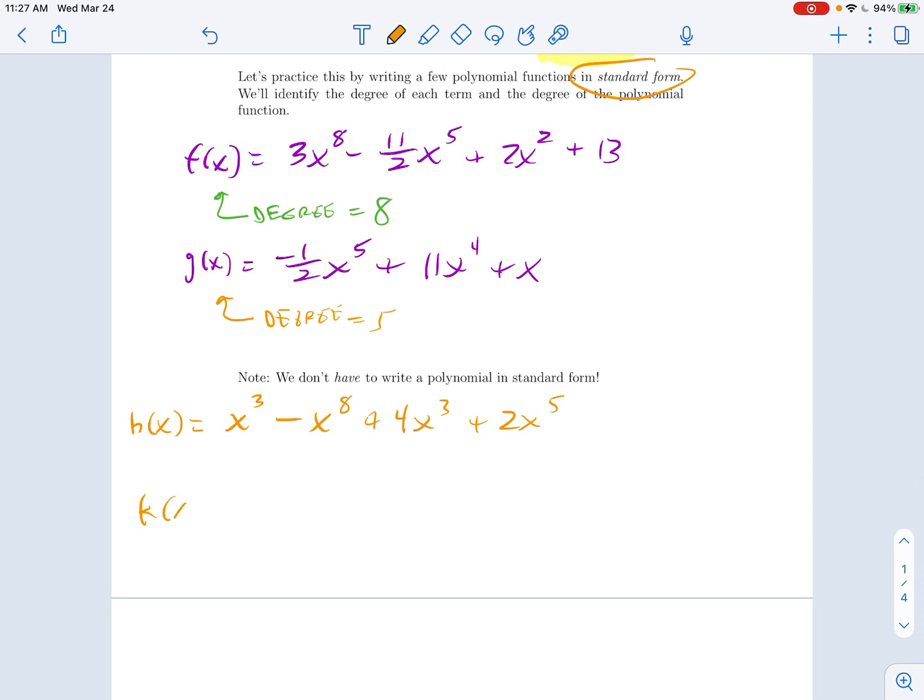Or maybe I have something that's been factored: 2x squared minus 1 times 3x to the 5th plus x. If I wanted to, I could FOIL this out and rearrange the terms. But I don't need to do that to understand that it would be a polynomial when I finish with that.